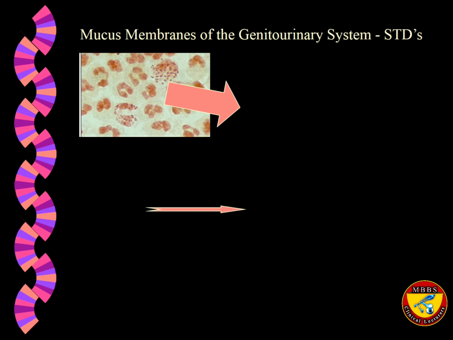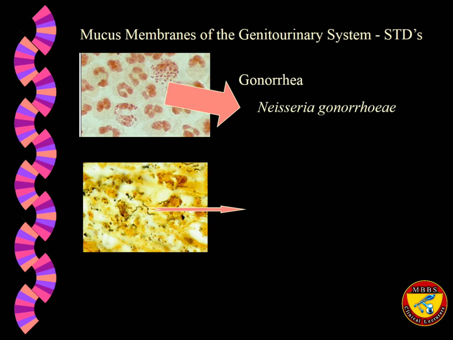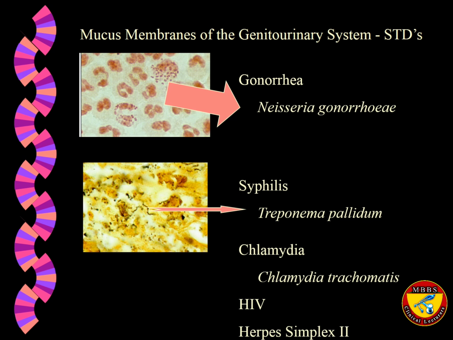So these are the gram-negative diplococci of Neisseria gonorrhoeae, which causes a sexually transmitted infection, and Syphilis, Treponema pallidum. These are not gram stained, they are only silver stained. These are very small bacteria. Then there are chlamydia, which are even smaller and survive intracellularly. Then HIV is a virus, and obviously it is also encountered through the mucous membranes of the genitourinary system.